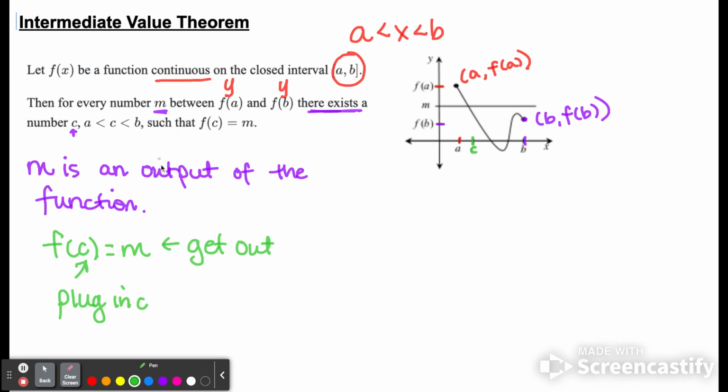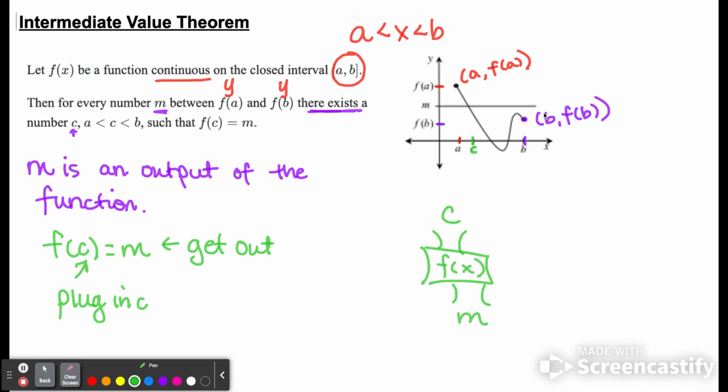So again, what that's saying is, if you take any y coordinate that's between these two points, there was some x coordinate I could plug in to get out that specific y coordinate. So you take some number here and you look at your function, right? So that number m came out. That means there must have been some number c that I could plug in to get out m from my function.